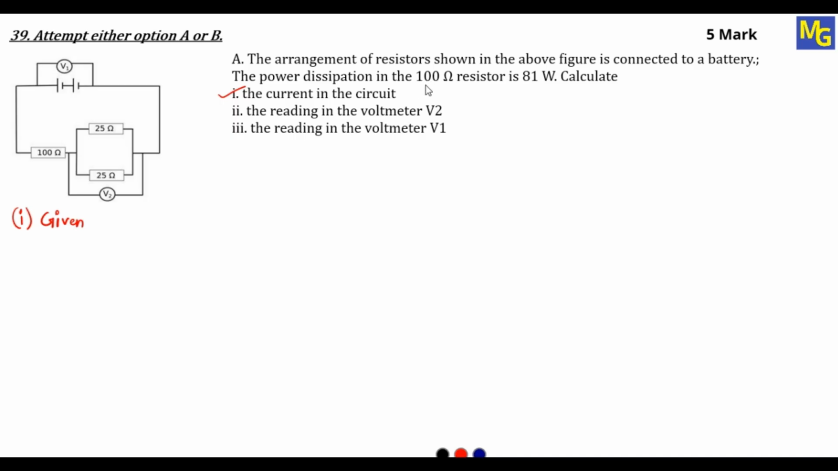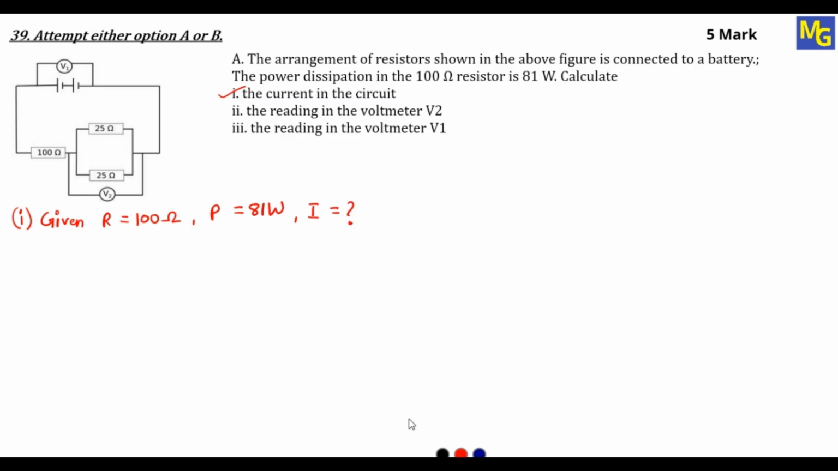We have a resistor, it is 100 ohm. Then they have given power, and the power P is 81 watt. So I'll write 81 watt. And what we have to find out is the current. So I'll write I is equal to question mark.